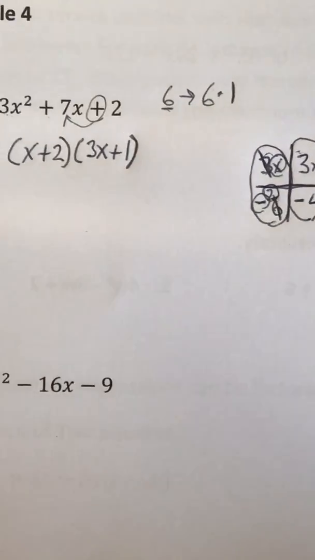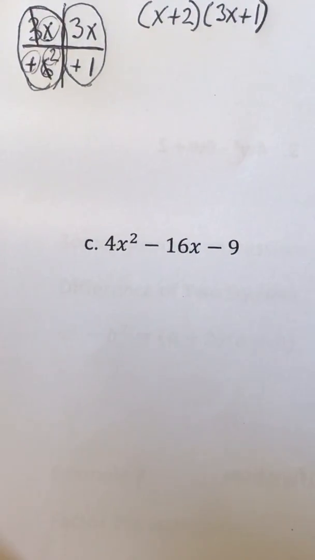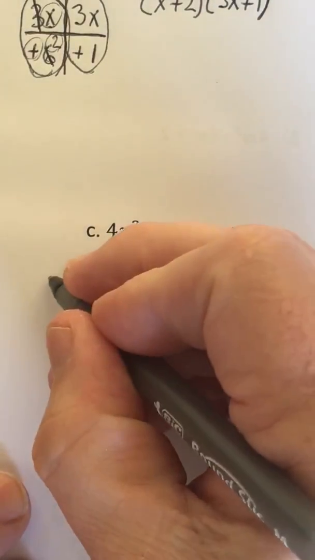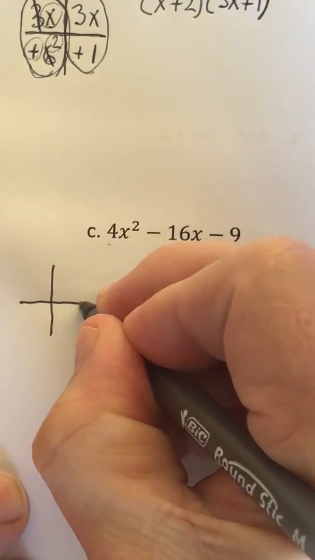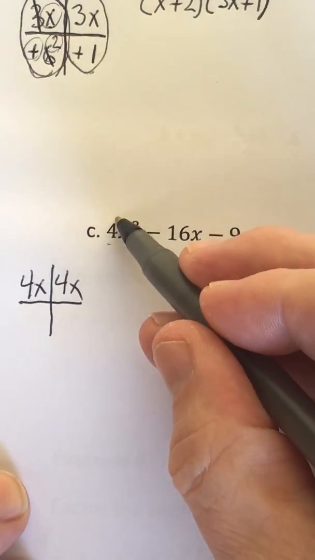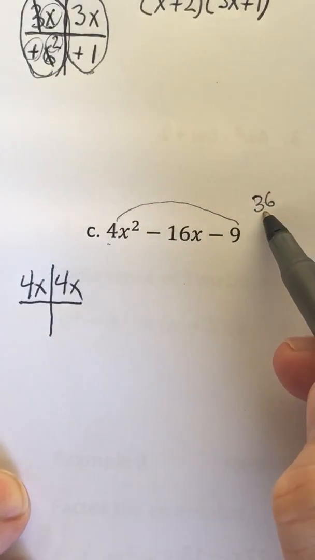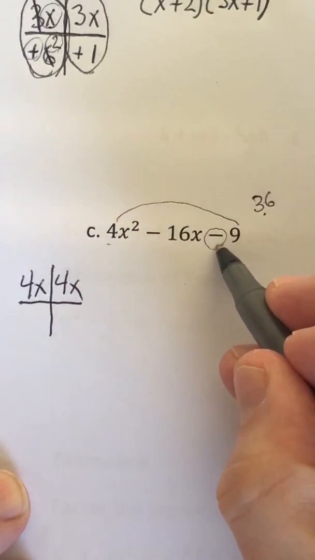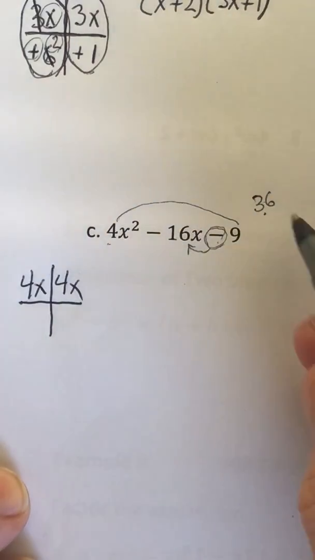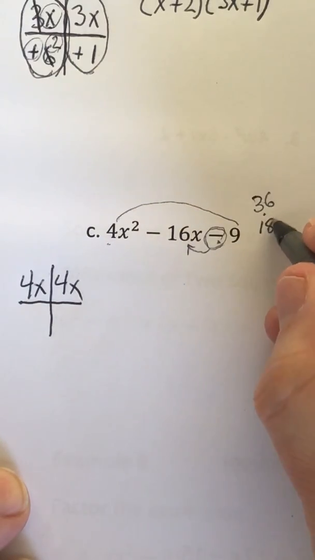All right, so now we're going to go to our next one. Again, same thing, we have a leading coefficient, so we have to do our box. On the top, we're going to put a 4x and a 4x. We're going to multiply 4 times 9, which gives us 36. Now we want the factors of 36. This time, when we subtract them, because the last sign is a minus sign, we get a 16. Well, the factors of 36, that when you subtract them, you get a 16, are 18 times 2.